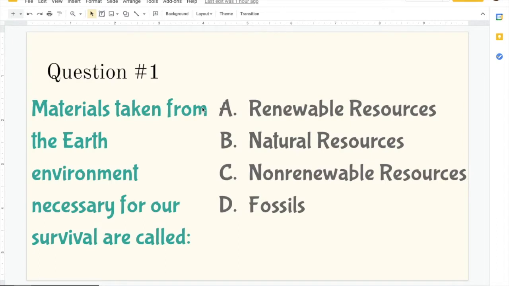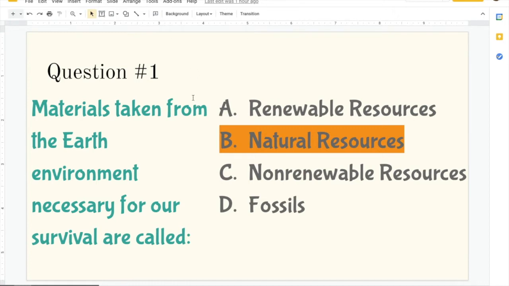Let's get started. Question 1 says, what are the materials taken from the Earth environment necessary for our survival called? Is it renewable resources, natural resources, non-renewable resources, or fossils? Answer on Edpuzzle what you think it is. If you said natural resources, that is correct. Natural resources is what we call all materials taken from the Earth environment necessary for our survival.